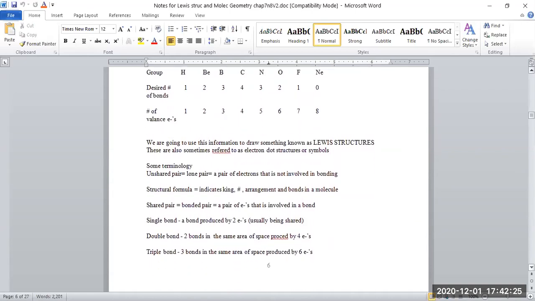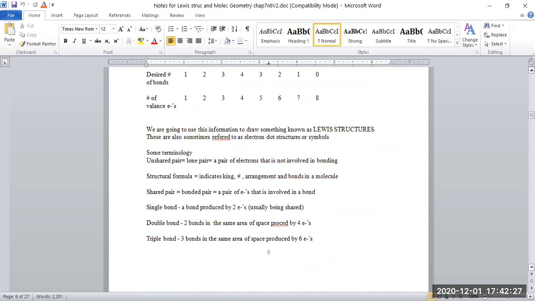So here are some terms that we need to deal with. One of them is called the unshared pair. More often, though, you may see it referred to as a lone pair. Two electrons, that's why it says a pair, that are not in a bond. They orbit a particular atom, but they aren't bonded to a second atom.